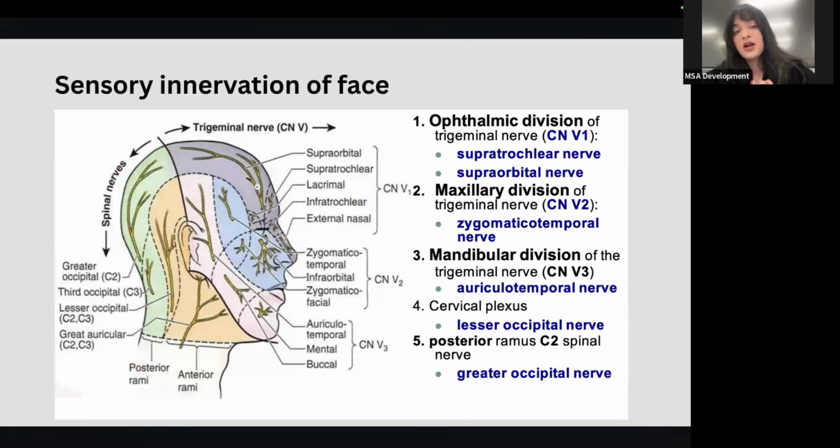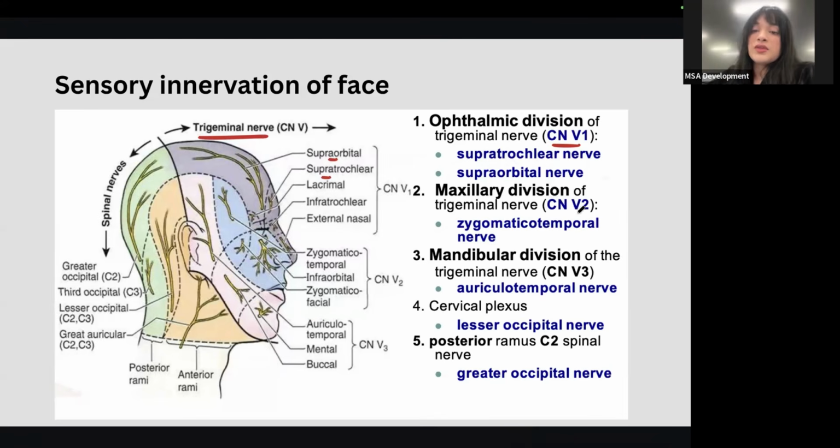This one's very easy because it's all just trigeminal nerve. You can see over here. Don't look at the back, look at the front. So you have the trigeminal nerve. This purple part over here is the ophthalmic division of the trigeminal nerve. So CNV1 gives the supratrochlear or supraorbital nerves, and all of these as well: supraorbital, supratrochlear, lacrimal, infratrochlear, external nasal. Okay, so all those nerves.